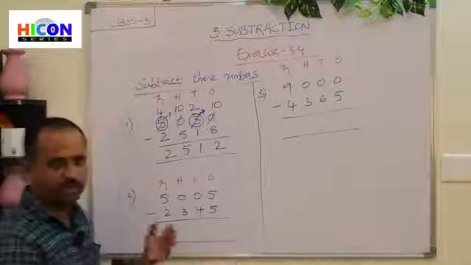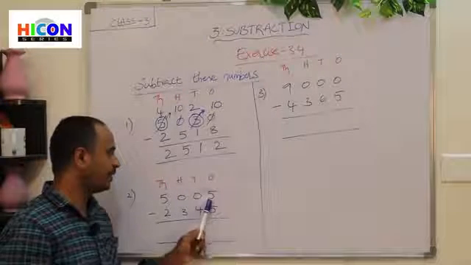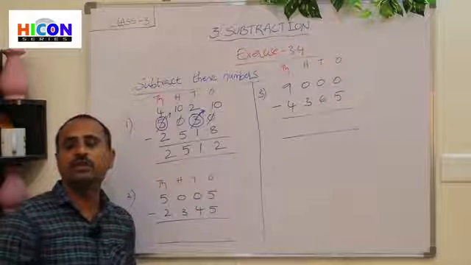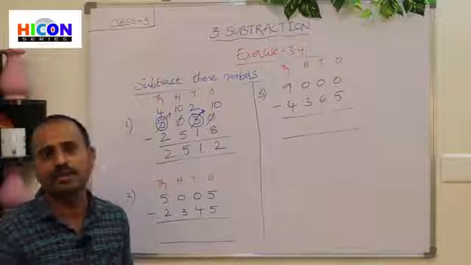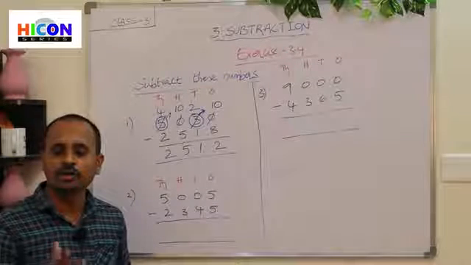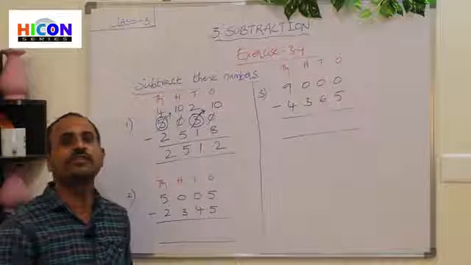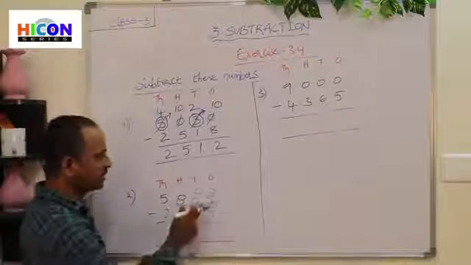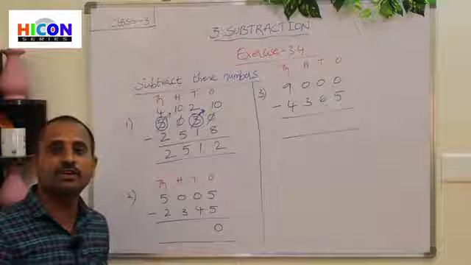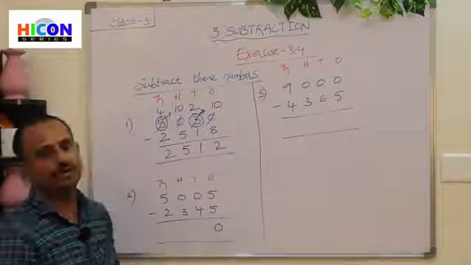So now let us start from ones place. What are the digits present in ones place? 5 and 5. So subtract 5 from 5. According to the properties of subtraction, if a number is subtracted from itself, the answer becomes 0. That means 5 minus 5, the answer will be 0. The difference of 2 same numbers will be 0. That's why write 0 here.